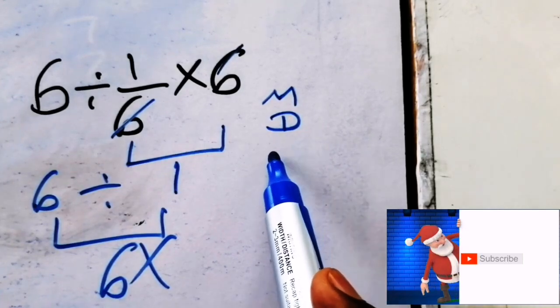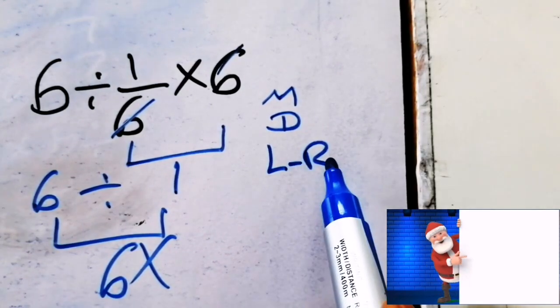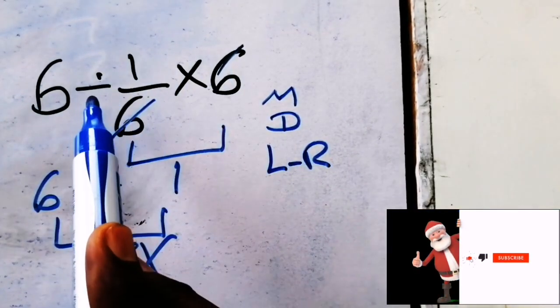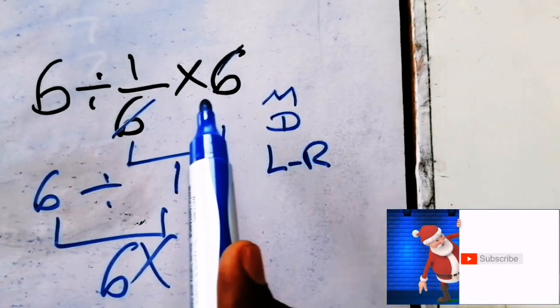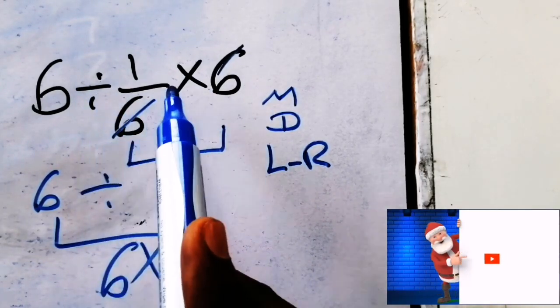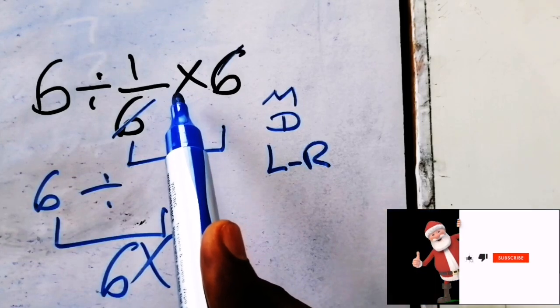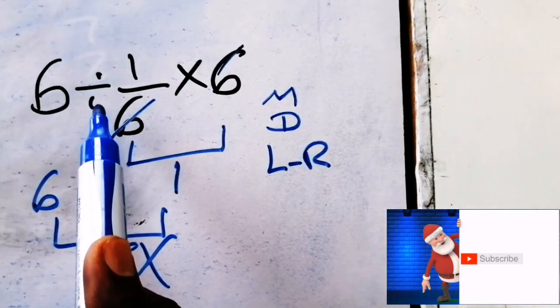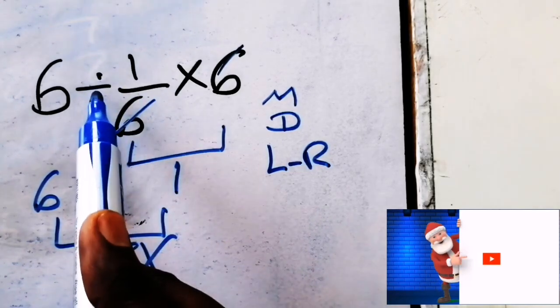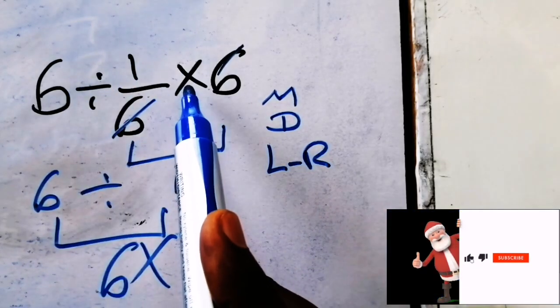We have to work from left to right, okay. Therefore, in this expression there is one division and one multiplication. This division has higher priority than this multiplication, because it is found to the left of this multiplication, okay. Therefore, first we have to do this division and finally this multiplication.